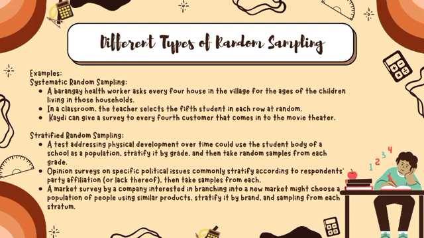Next is stratified random sampling. First example, a test addressing physical development over time could use the student body of a school as a population. Stratify it by grade and then take random samples from each grade. Next example is opinion surveys on specific political issues, commonly stratified according to respondents' party affiliation or lack thereof, then take samples from each. Last example, a market survey by a company interested in branching into a new market might choose a population of people using similar products. Stratify it by brand and sample from each stratum.